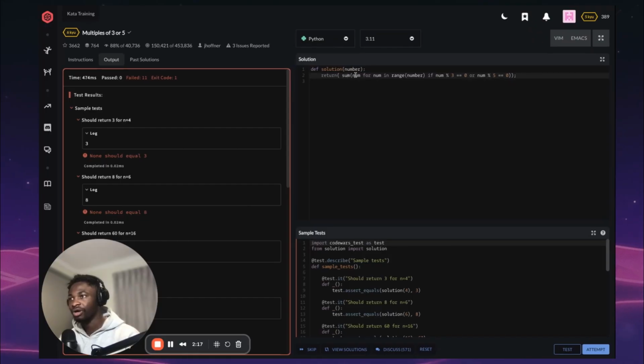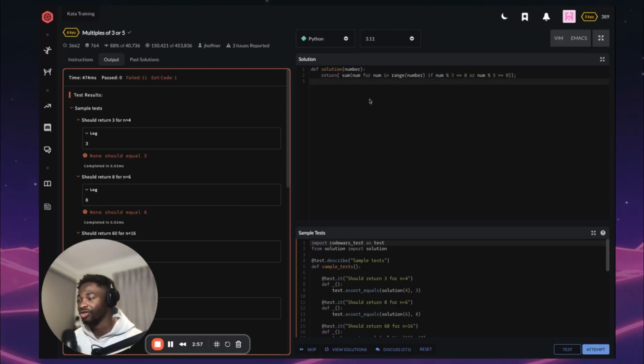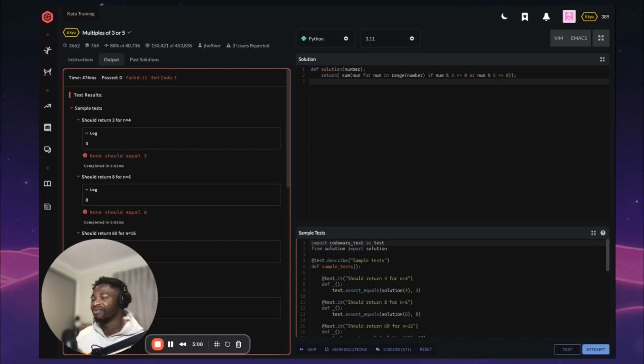We're just getting the sum of num, and we're looping through the range of the number provided here. And using num, we're checking if num mod 3 equals 0, or if num mod 5 equals 0. What this means is that num is a multiple of 3 or 5, and if that's the case, then it's included in the sum. Anyways, I'm confusing myself here, but essentially this is a simple and straightforward way of solving this challenge.